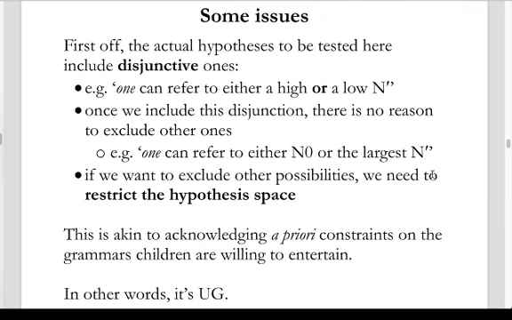So there are two problems here. As we noted already, the actual hypotheses to be tested here include disjunctive ones. In fact, the right grammar is that one can either refer to a high or a low n-bar. And in fact, that's true no matter how many n-bars there are in the phrase. So we're looking at cases with 2 here, but the exact same thing is going to be true with cases with 3, 4, 5 adjectives in them. These facts are going to be exactly the same.